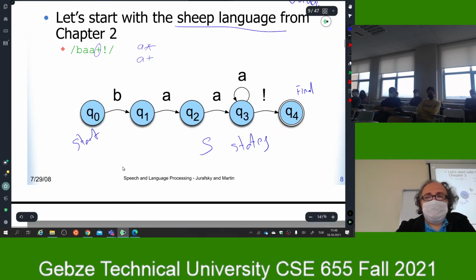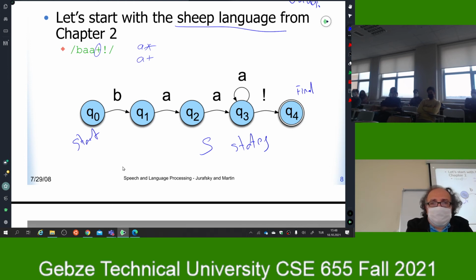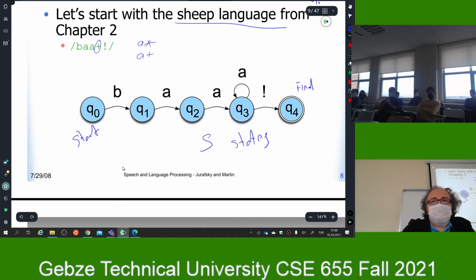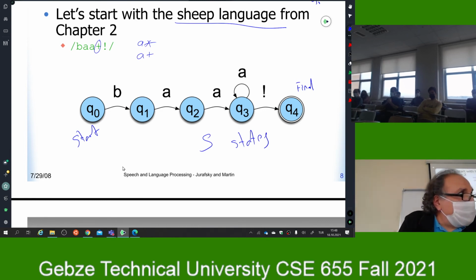If I represent the same thing with the finite state automata graphical way of showing things, okay, I start from this Q0, state 0, with a B I go to Q1, with an A Q2, with an A Q3, then I can stay in Q3 as long as I have A's, but at the end when I receive this exclamation mark, I am at the final state, which is the accept state. So this is a very simple finite automata that analyzes any sheep language word. Okay, it is enough.